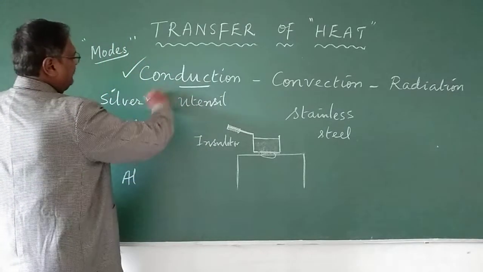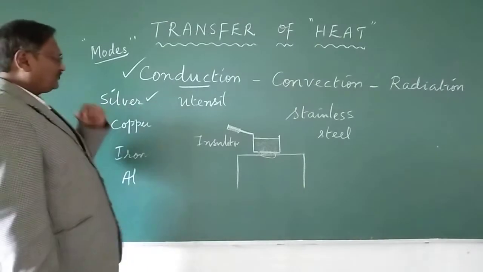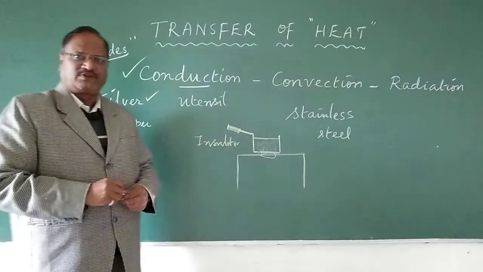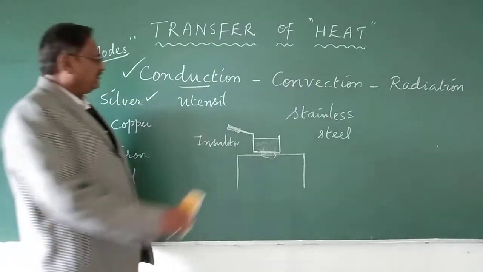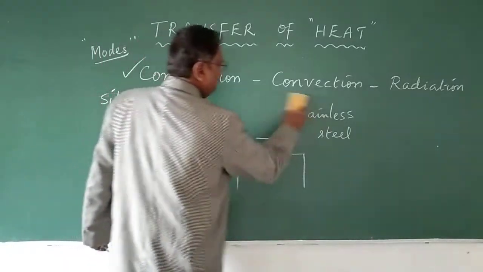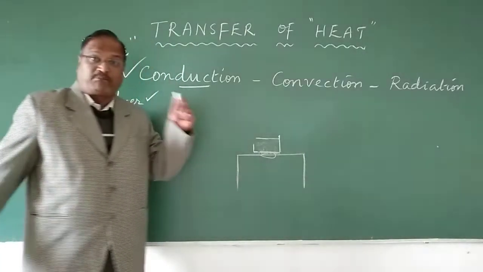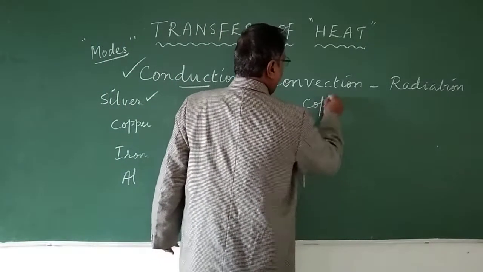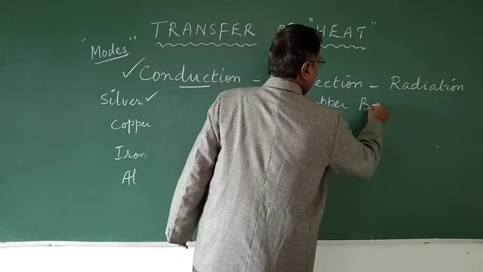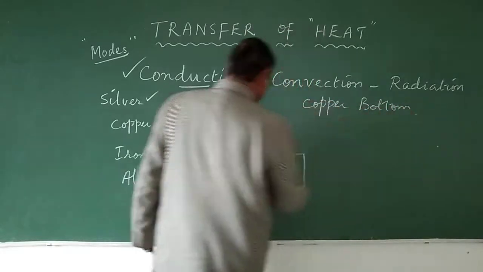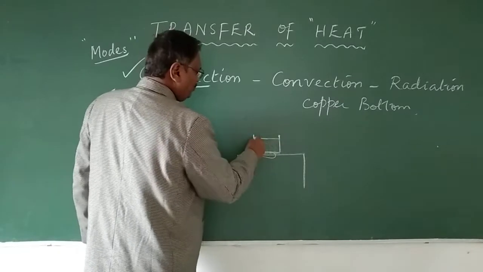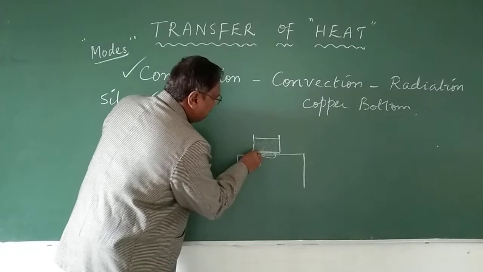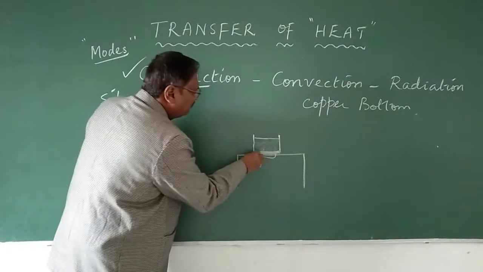Silver is an excellent conductor. Now what about iron, stainless steel? Have you seen that nowadays people say we will use a copper bottom vessel? See, this vessel is there, and what they do is give a coating. For example, let me just take it like this. They will give a coating of copper.